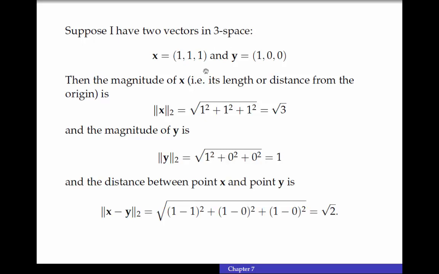How far apart are they? Well, all I do is subtract y from x, which is what's happening in the parentheses here, square each individual element, add them up, and take the square root. So it's the square root of 2. Now this number in this context, in this example, certainly doesn't tell me any information. I mean, it tells me how far apart they are, but I don't know, is that a far distance? It really depends on the context of the problem.